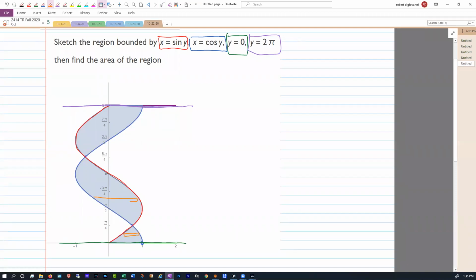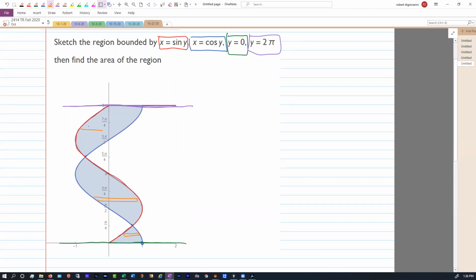because if we try and do vertical rectangles, there's a problem. We have issues. Like right in here, if I try a vertical rectangle, that's a problem. Try and do a vertical rectangle here, it's a problem. If I try and do a vertical rectangle here, it's a problem. So I can't do vertical. I have to do horizontal.